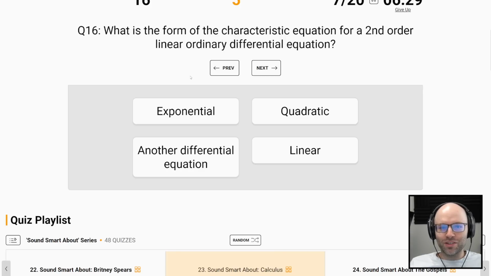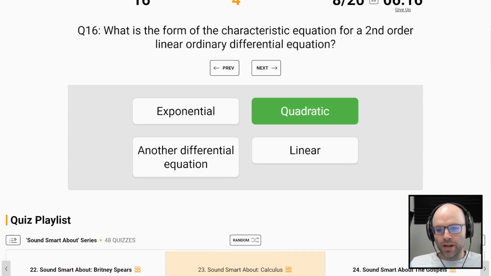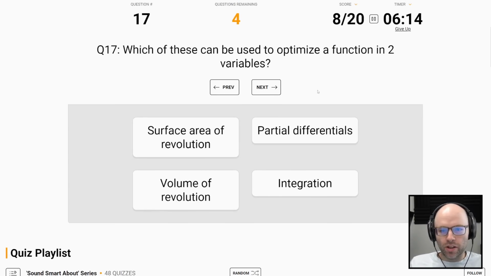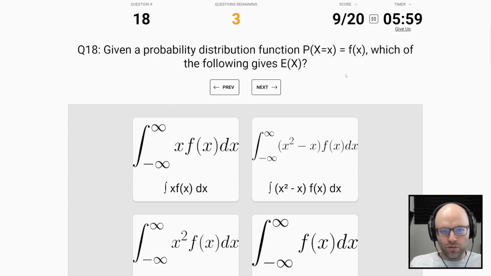What is the form of the characteristic equation for a second-order linear ordinary differential equation? A second-order, it's simply quadratic. It's not complicated. As long as it's ordinary, then it's quadratic. Which of these can be used to optimize a function in two variables? Well, it depends on the two variables, whether or not they're ordinary or if they're chiral formed. I would say you could use partial differentials if you have to.